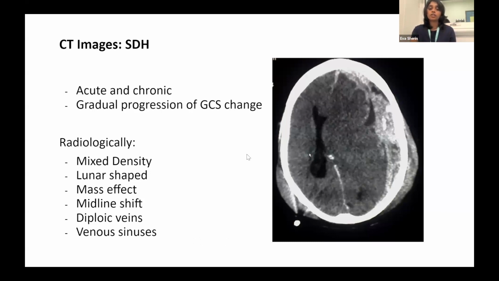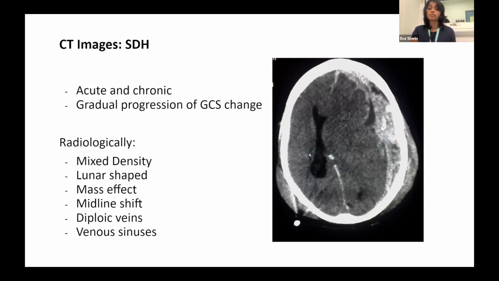And when you look at the radiology, you can see that it's mixed density over here. Some of them are hyperintense, some of them not so intense. So that shows that it's an acute on chronic one, because an acute bleed would be much brighter than the chronic ones. So this image over here is a mixed one. It's an acute on chronic bleed. Shape-wise, you've got the lunar shape.